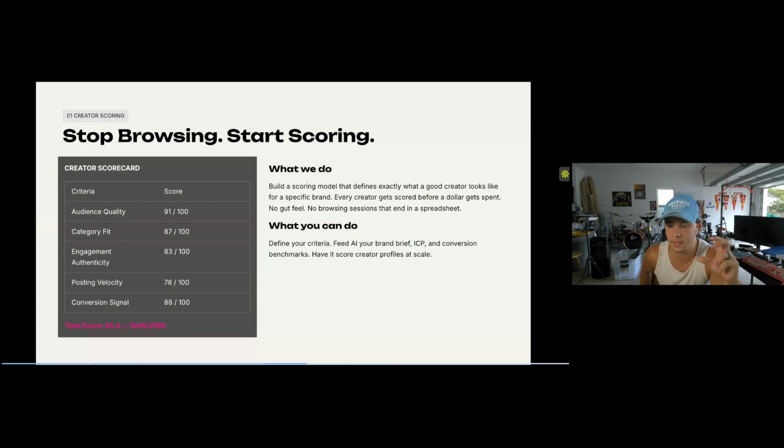Once you have this, you can ultimately define that criteria, and it's going to help you find your ideal creators in the same way you think about finding your ideal customers. So this is the first thing.